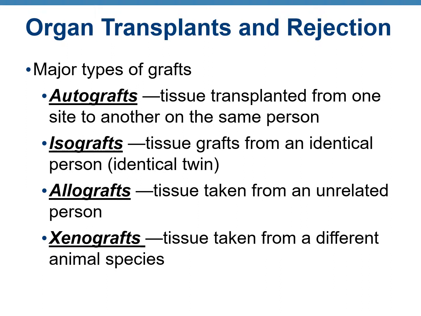The second one is called an isograft, where identical twins are taken and tissues or parts of the body are transplanted from one twin to another. Now, since identical twins are genetically identical, this also has minimal rejection risk. The third one is an allograft, which is the most common one, where tissue or an organ is taken from an unrelated person. And the last one is called a xenograft, where a tissue is taken from a totally different animal species. So that means a human might get a structure or an organ not from a human, but from, let's say, a baboon or from some other animal.